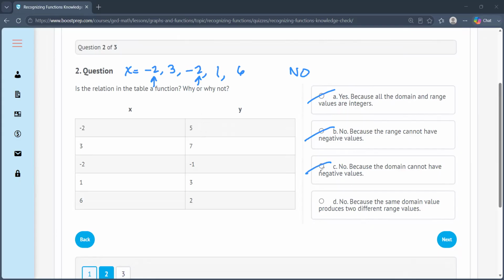So it's not C. Is it D? No, because the same domain value produces two different range values. Whoops, wait, this is number two. I made a mistake. No, it's D. Because the same domain value produces two different range values, right? But what they're really saying is you have a repeat of x values. Okay, so that is two.